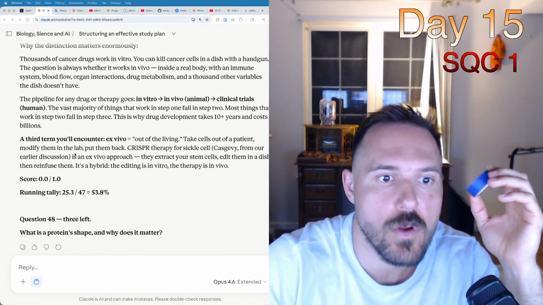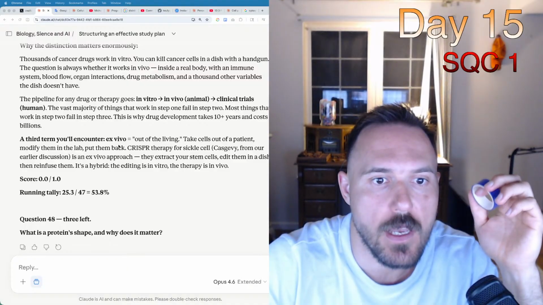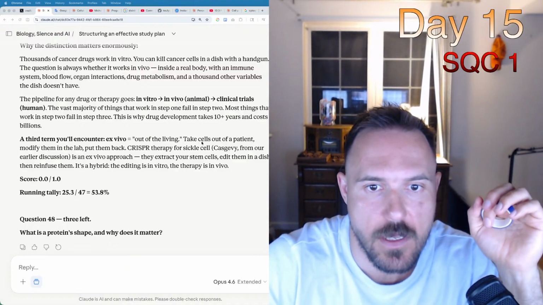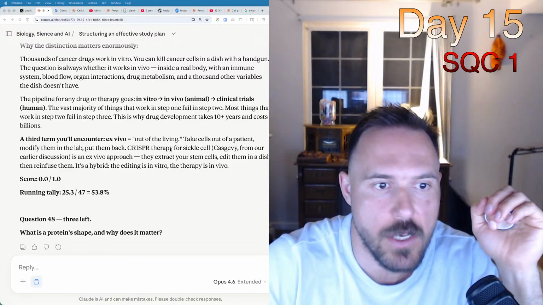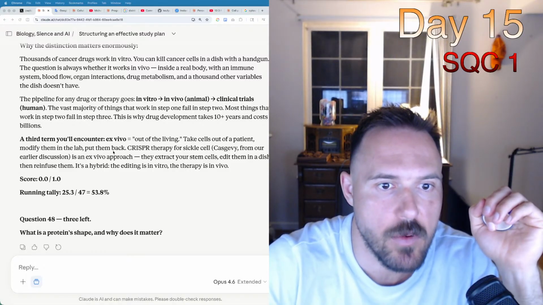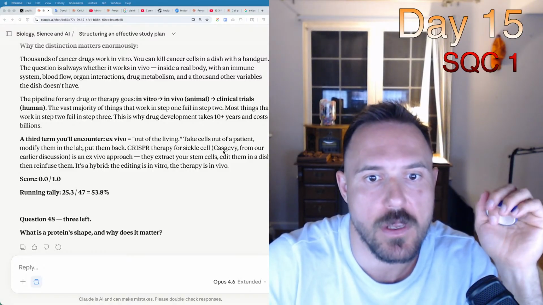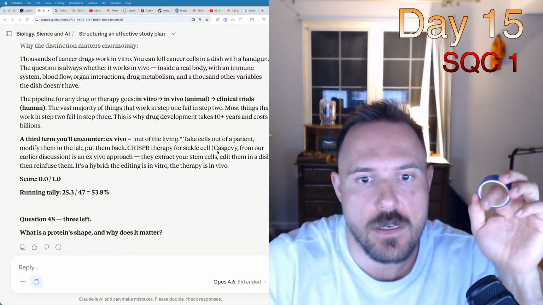The third term you'll encounter is ex vivo, out of the living. Take cells out of a patient, modify them in the lab, put them back. This creates therapy for sickle cell.